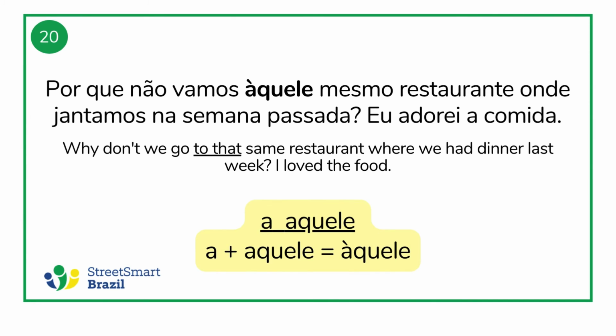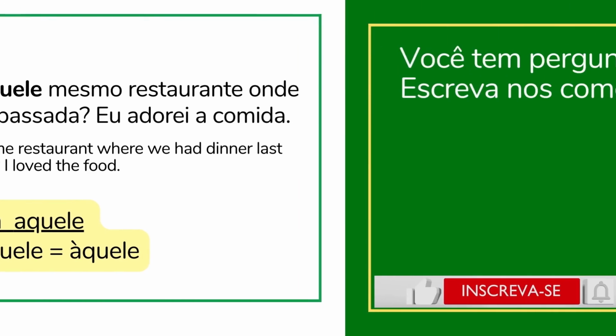So Carl and I are deciding where to go for dinner. And then I say, why don't we go to that same restaurant where we had dinner last week? I loved the food. Por que não vamos àquele mesmo restaurante onde jantamos na semana passada? Eu adorei a comida. So with the verb ir, por que não vamos, I need the preposition a, and then I will have aquele restaurante. So I make the contraction and it becomes aquele with the accent.